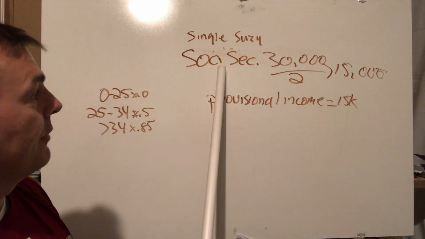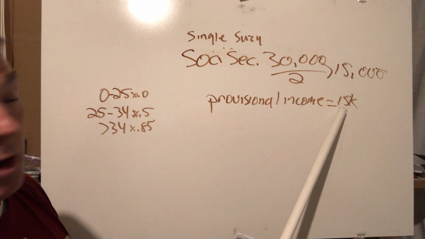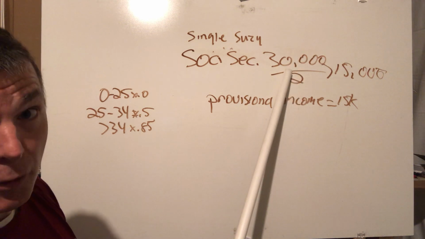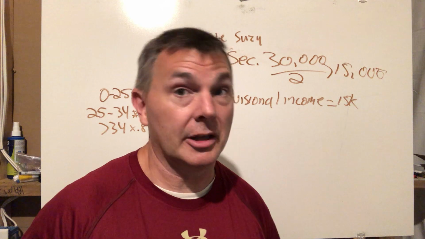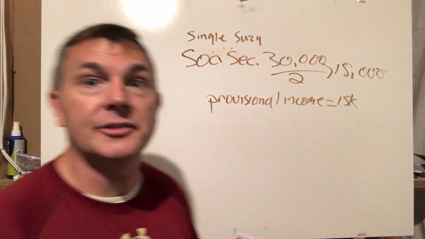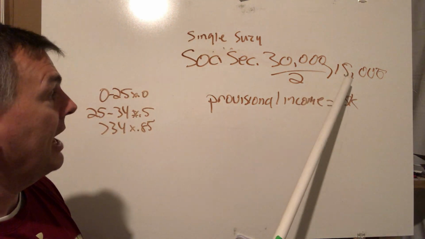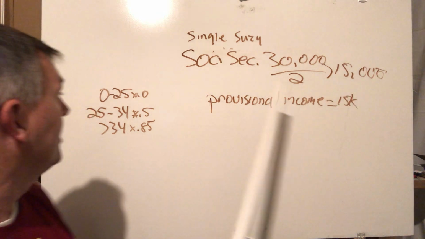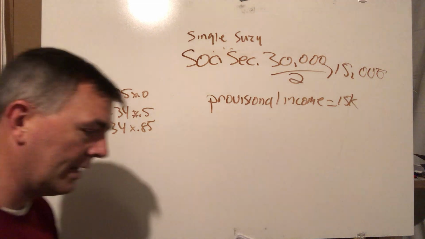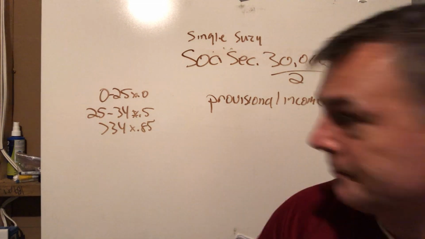So in this case, her provisional income is $15,000 because provisional income is half of her Social Security benefit plus any other income she has. And this could be tax-exempt interest, for instance. It doesn't matter. Any other income she has. She has no other income, so that's it. So her provisional income is $15,000. I probably want to move that down a little bit. Hold on just a second.